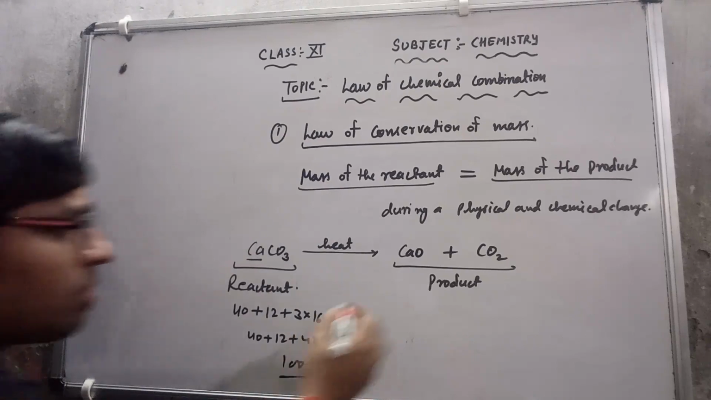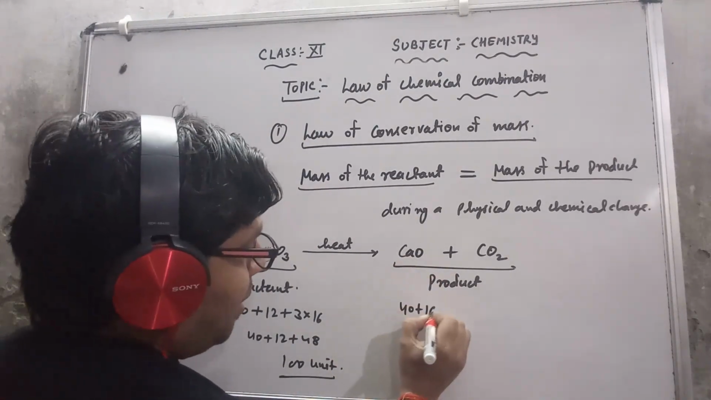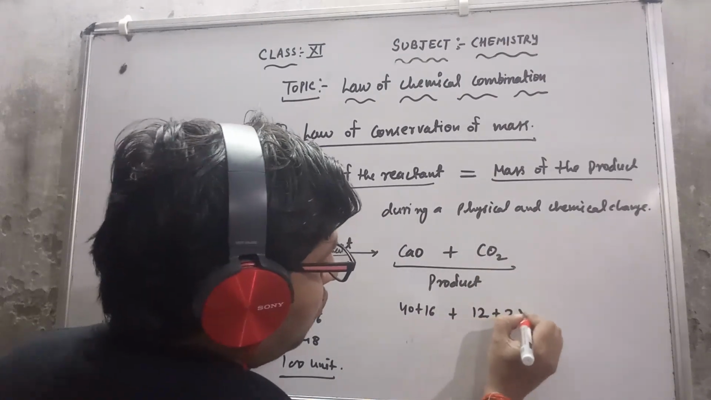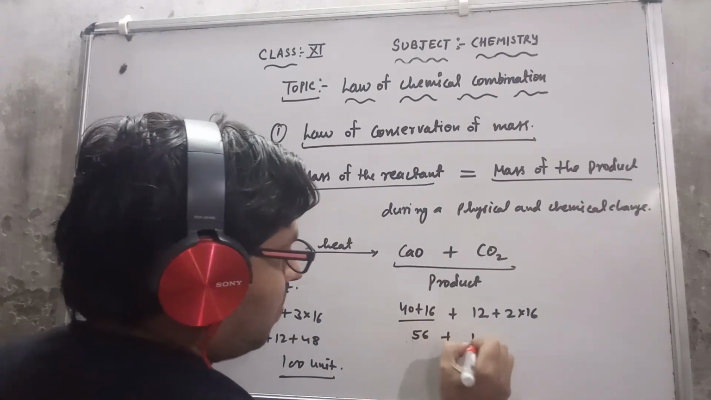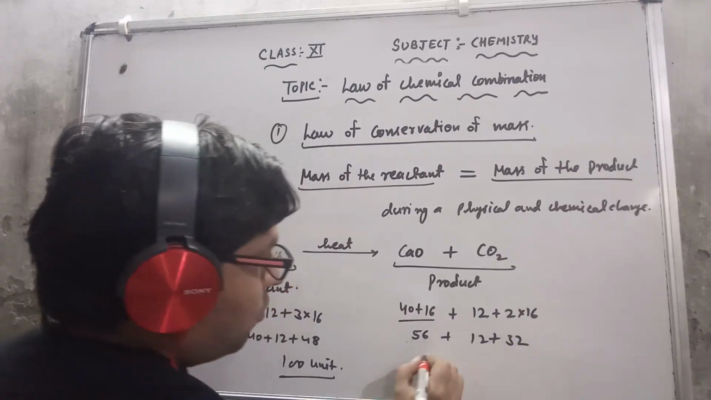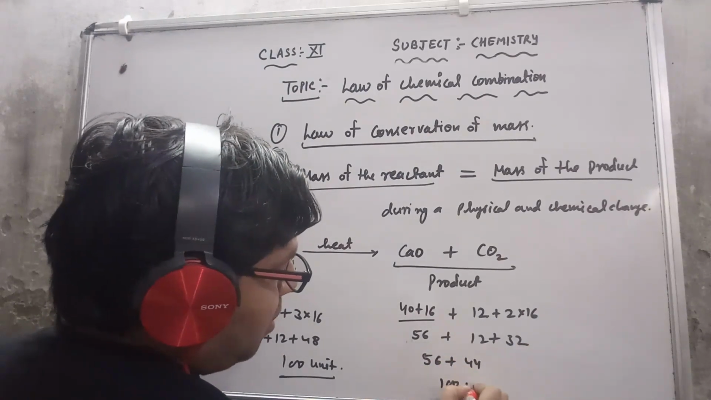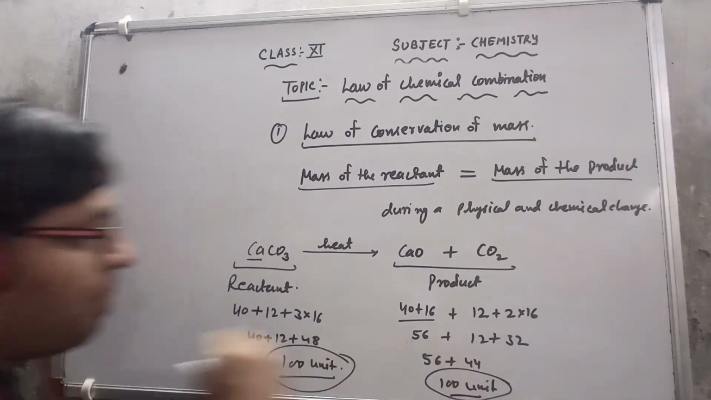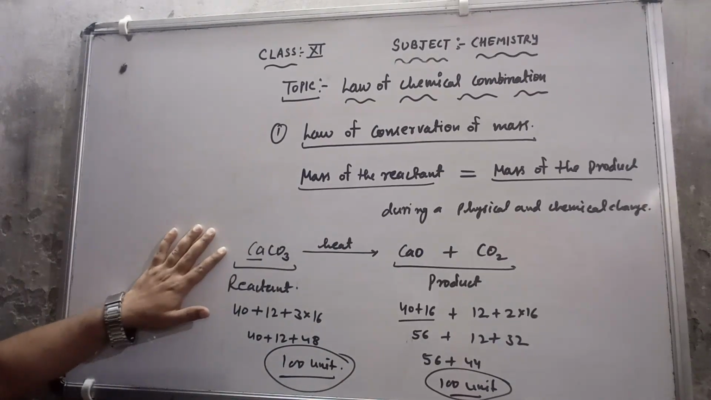The same thing you can check on the other side. For calcium oxide, the mass is 40 plus oxygen 16, that is 56, plus for carbon dioxide, carbon 12 plus oxygen 2 multiplied by 16 because 2 oxygens are available here. So this is 56 plus 12 plus 32, that is 56 plus 44. This also comes to 100 units. So you can check that the mass of the reactant and the mass of the product are both equal. That means this reaction follows the law of conservation of mass.